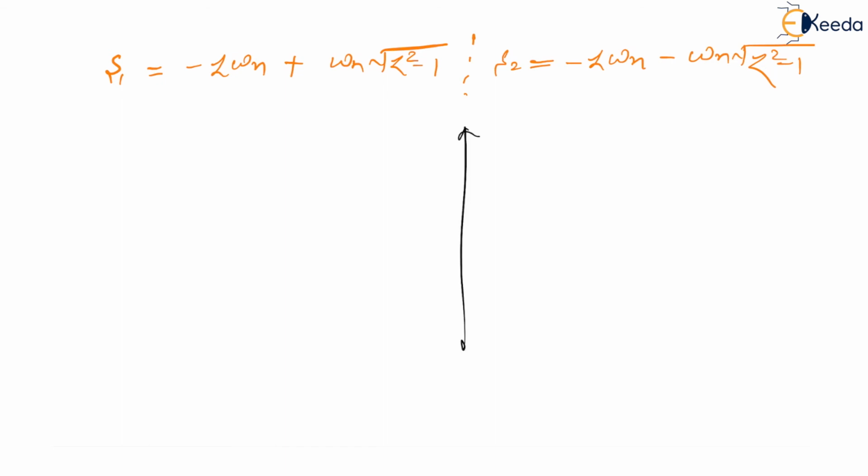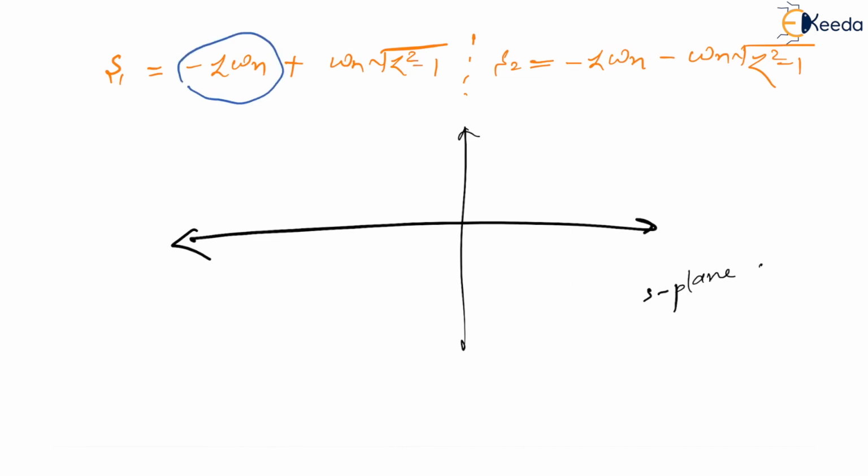Let me try to plot the poles on our S plane, basically. Let's try to plot the poles. See, what happens is, here you have got negative term minus zeta omega n, correct? And here you have got this plus term, and here you have got this something, correct? For example, if this minus zeta omega n is, let us say, equal to minus 3, for assumption purpose, let that be equal to minus 3.